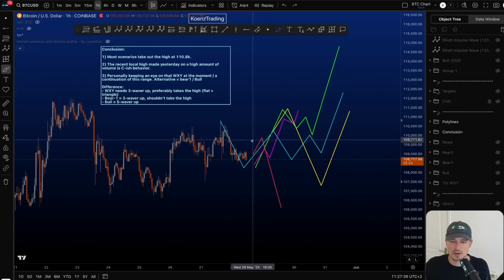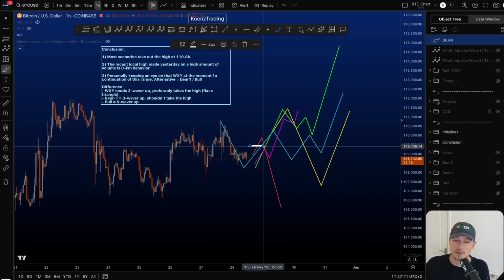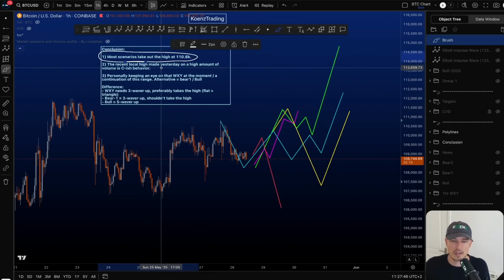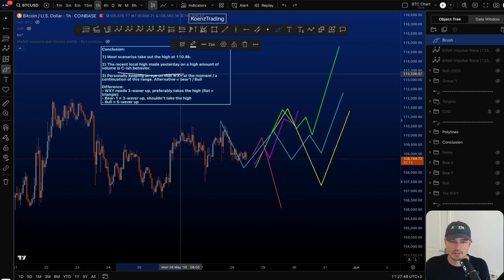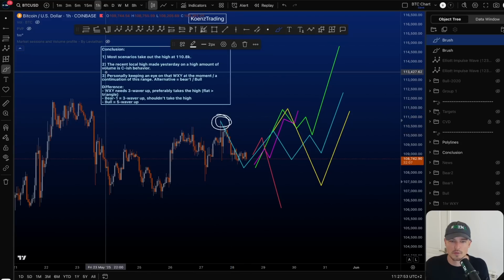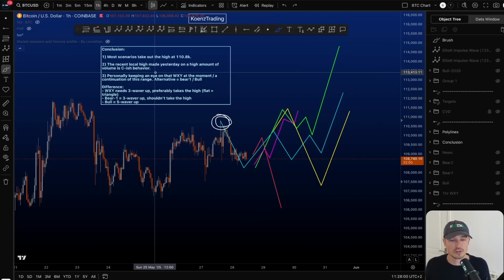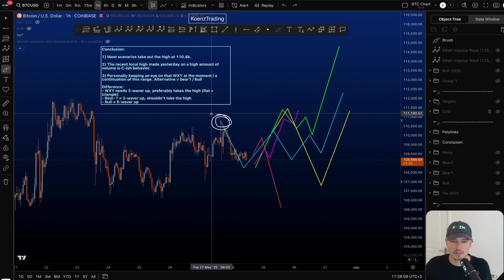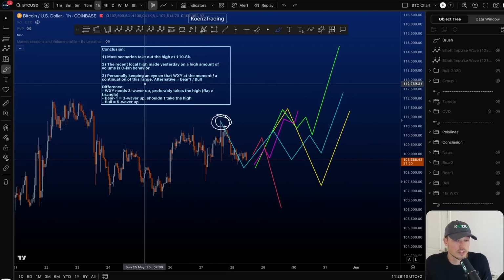Even in the most bearish scenario, which is your red polyline, it would be nice to eventually move into the 382 Fibonacci as explained in the analysis. But that's what I write here. Most scenarios take out the high at 110.8. The recent local high made yesterday was done so on a high amount of volume, which is more C-ish behavior than wave 1 behavior, which does negatively impact the most bullish scenario, but it's still interesting to look for a continuation of the range. Personally, keeping an eye on the WXY at the moment, a continuation of range, right?